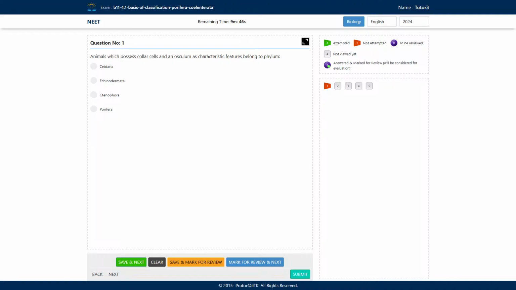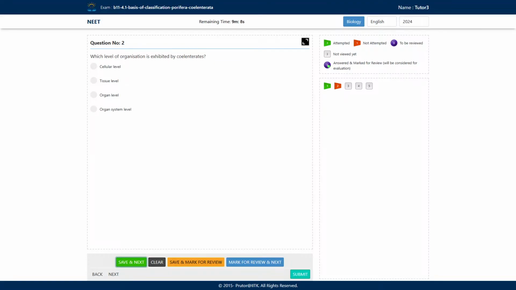Animal which possesses collar cells and an osculum as characteristic features belongs to the phylum: A, Cnidaria, B, Echinodermata, C, Ctenophora, and D, Porifera. Right? So which we have just studied, that the collar cells are the characteristic feature of the Porifera. So we'll opt for the Porifera, save and move to our next question.